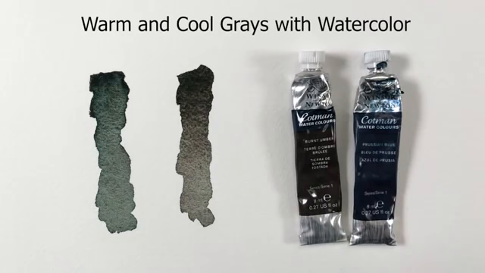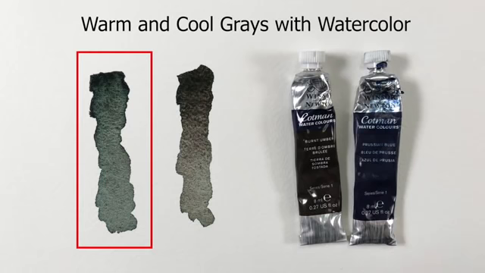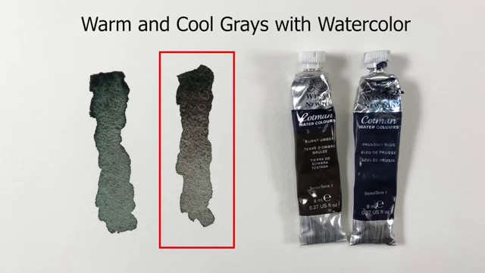Now this works with any medium that you choose to work with. Here's a look at warm and cool grays mixed with watercolor. In this case, Prussian blue has been combined with burnt umber. In the first example, Prussian blue dominates the mixture, resulting in a cooler gray. In the second example, burnt umber dominates the mixture, resulting in a warmer gray.